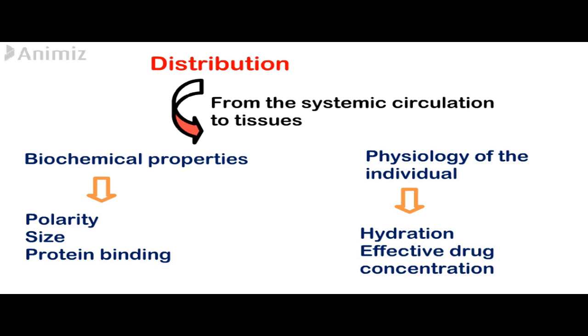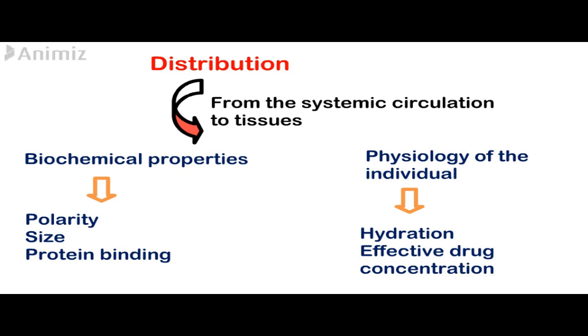Biochemical properties of the drug and the physiology of the individual taking the medication can affect this step. Those biochemical properties can be the polarity of the medication, also the size of the drug, and also the tissue binding abilities of the drug. While the physiological properties can include the fluid status of the patient as well as the effective drug concentration, which is the concentration of the drug at its receptor site.